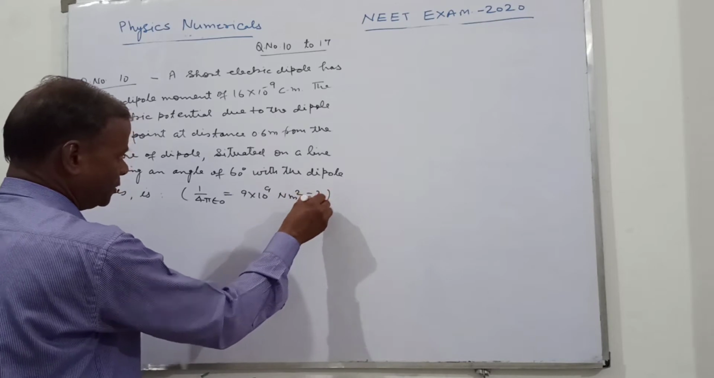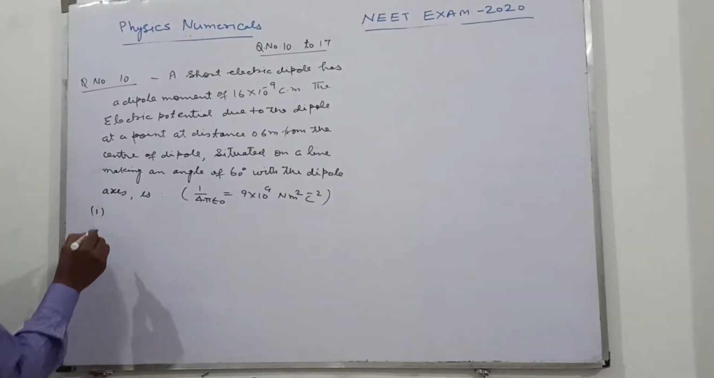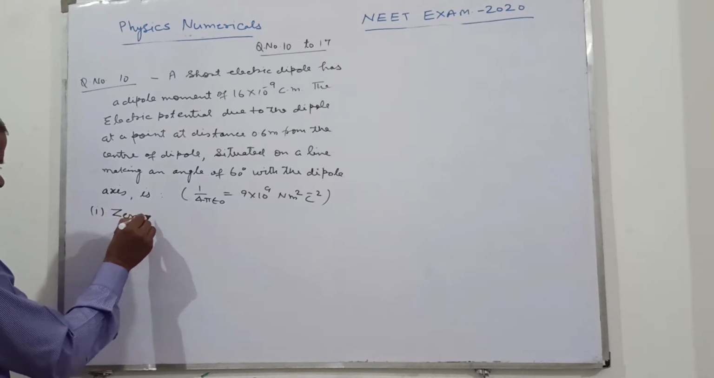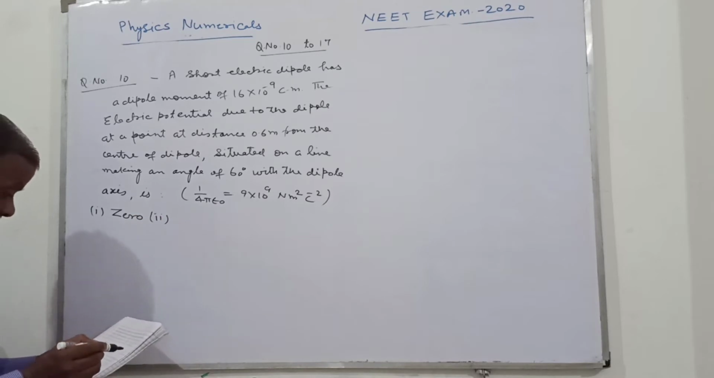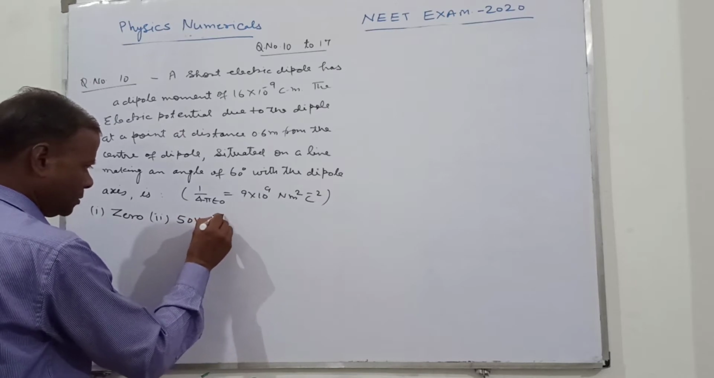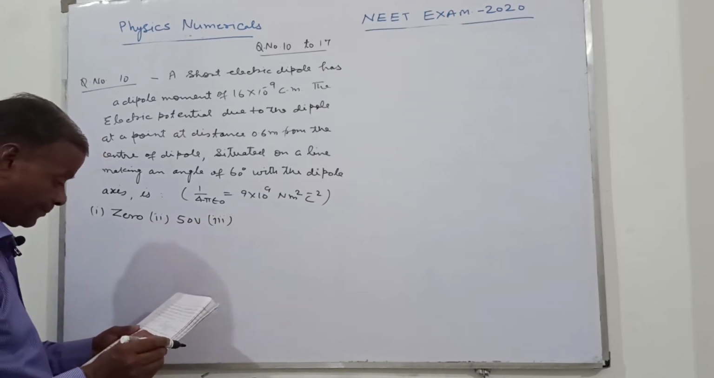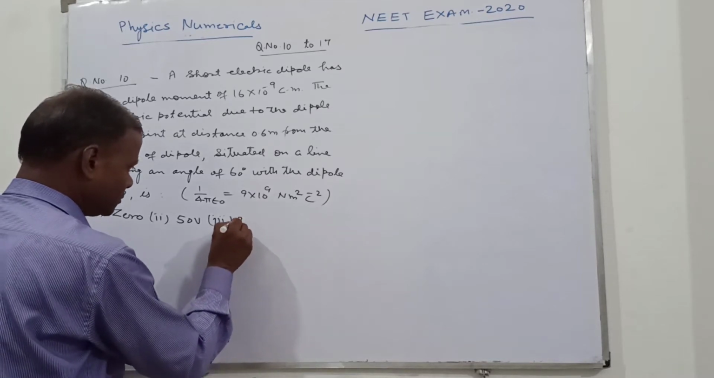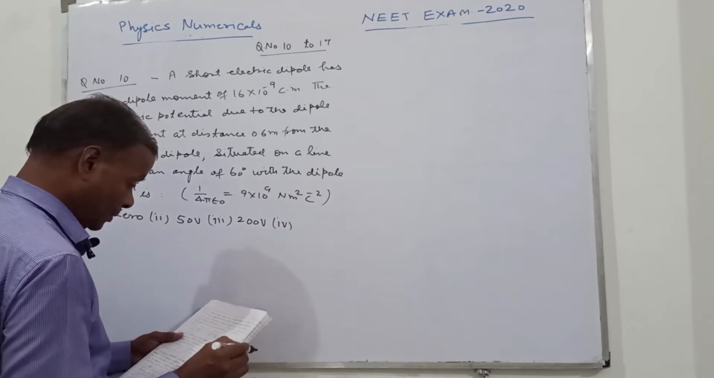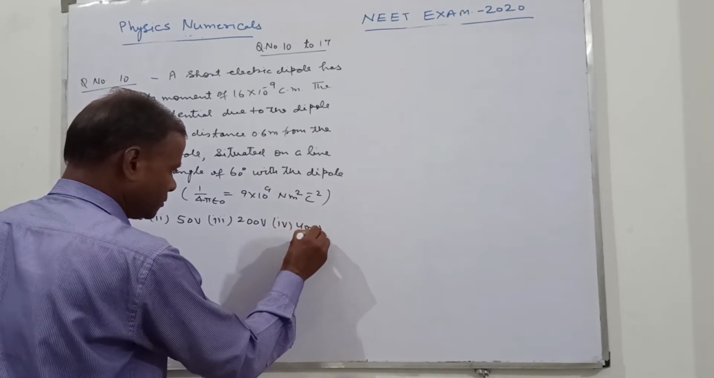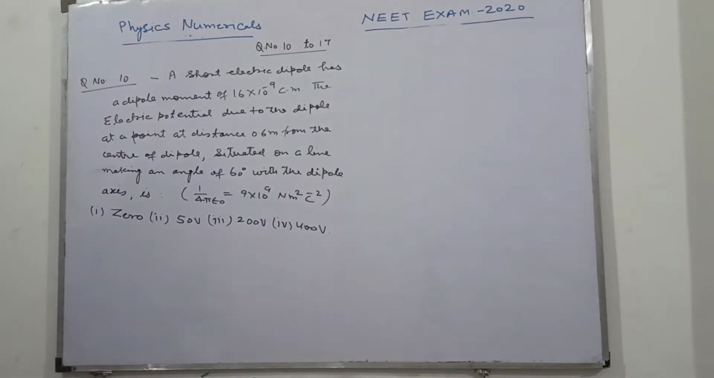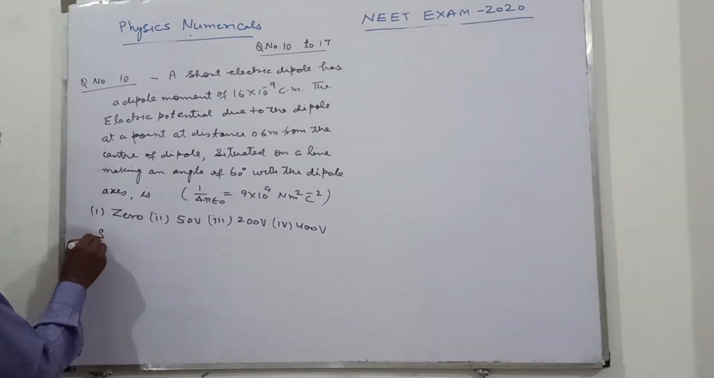Newton meter square per coulomb square. So option 1 is 0, option second is 50 volt, option third is 200 volt, and option 4 is 400 volt. These are the choices. So, how to solve this?